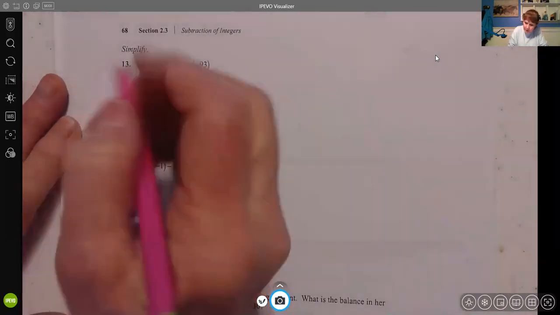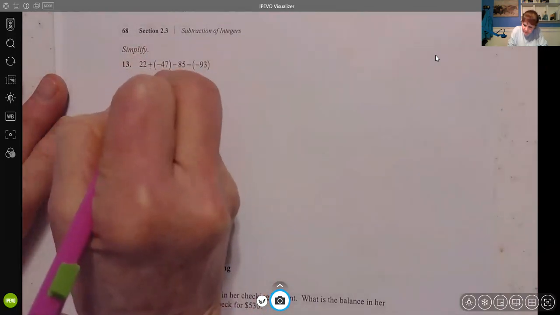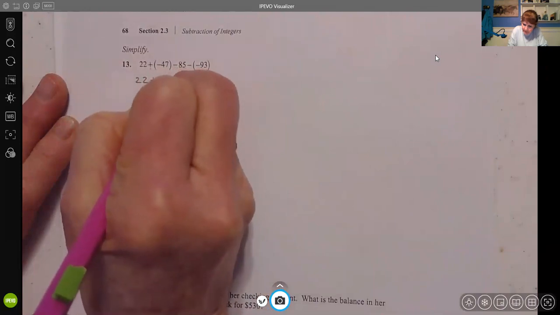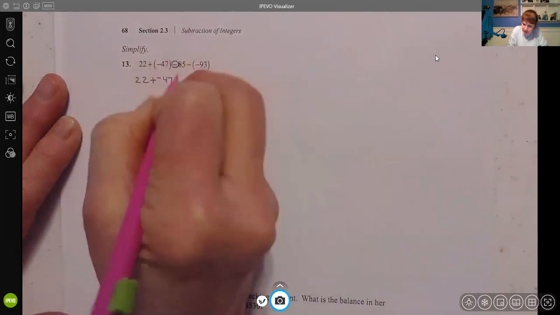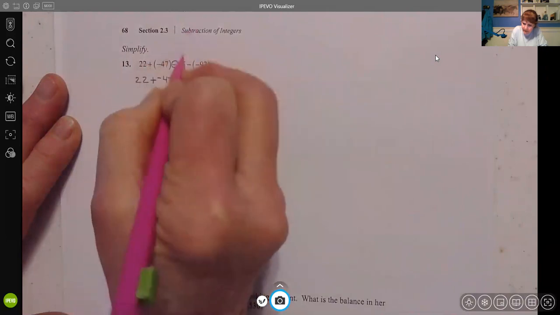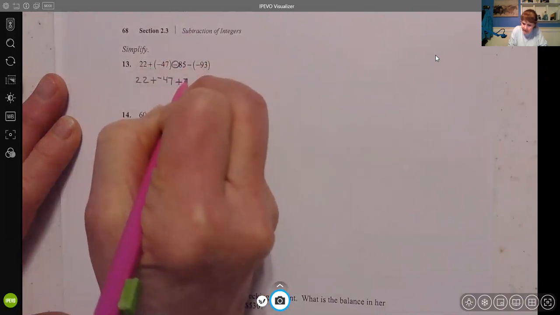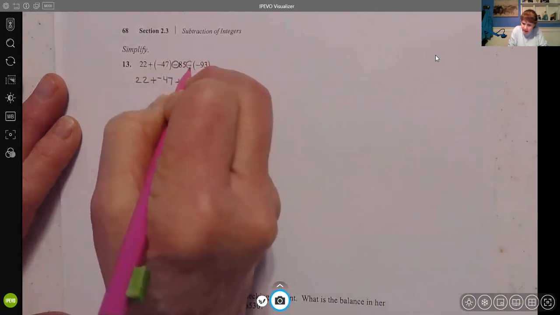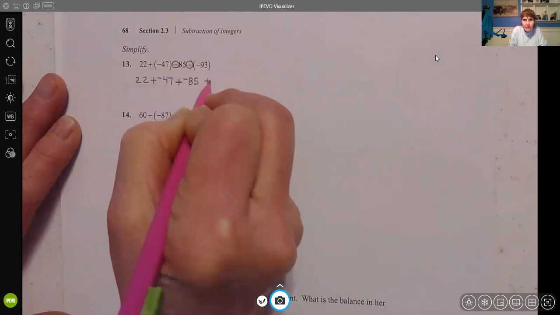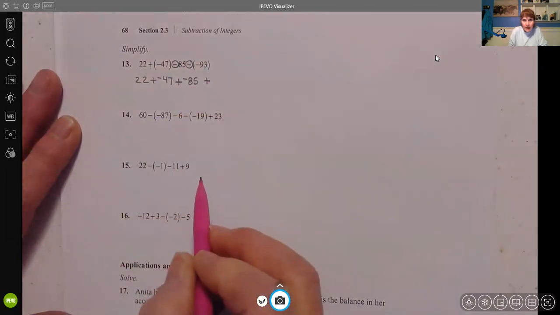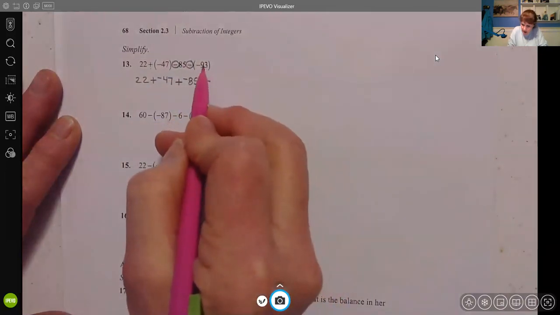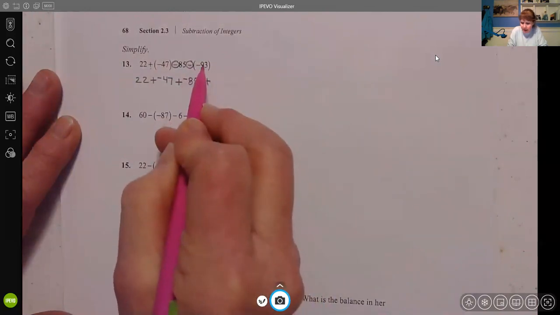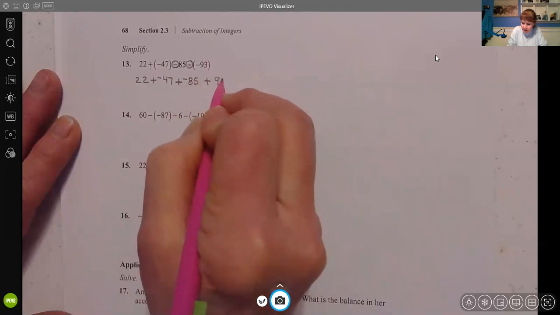So we'll leave the 22. We're going to leave the negative 47. But this is going to change to a positive, and the next number is negative 85. Then we'll change that to a positive, and we'll change that to a positive 93. So when we change the subtraction to addition, we change that negative 93 to a positive 93.